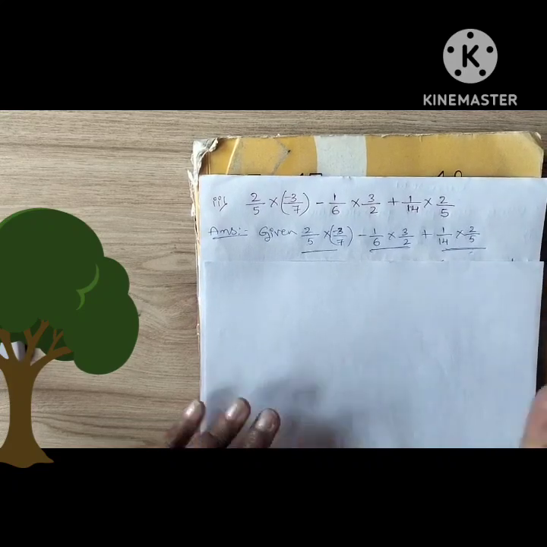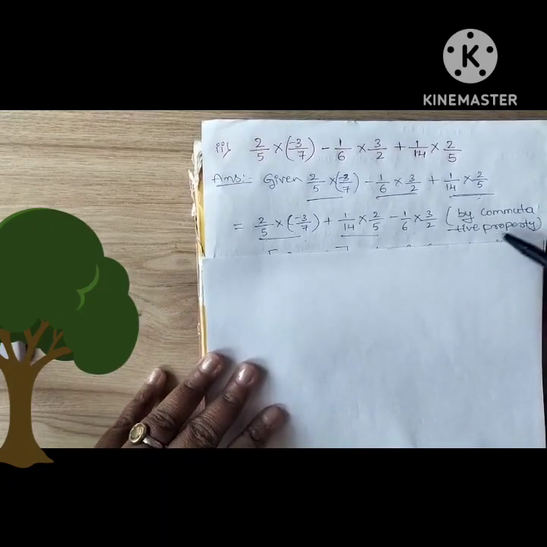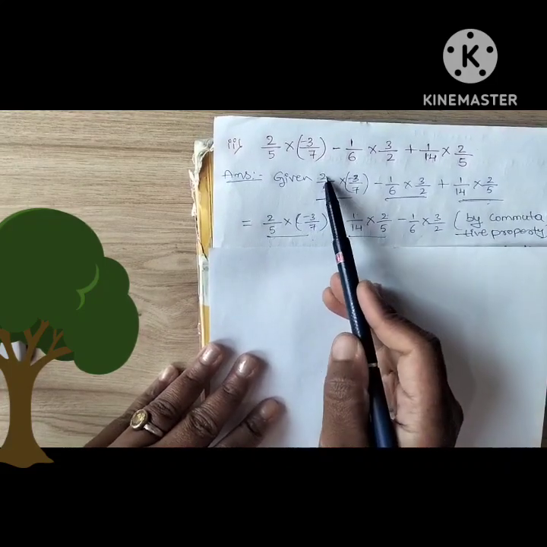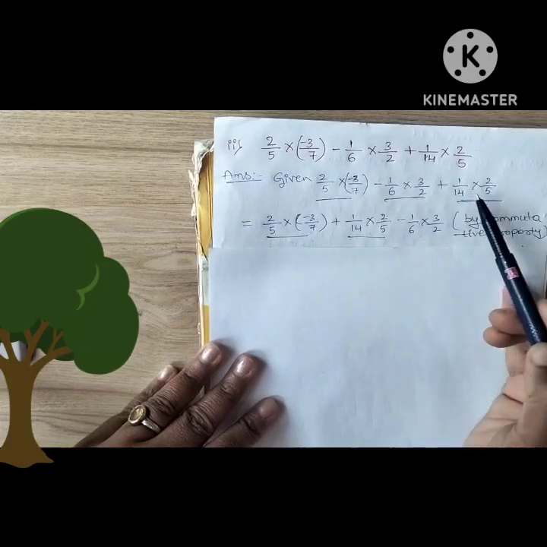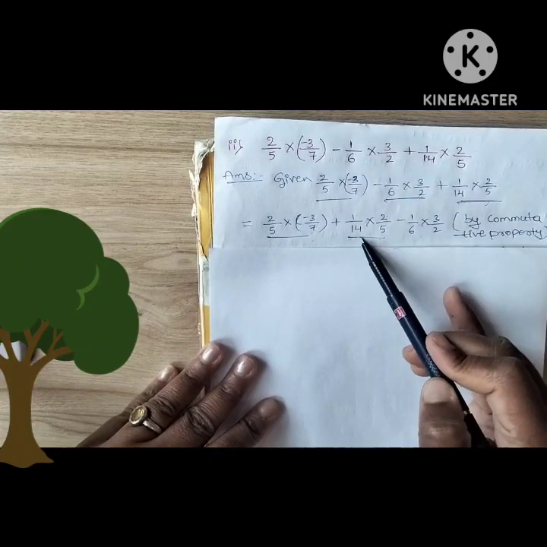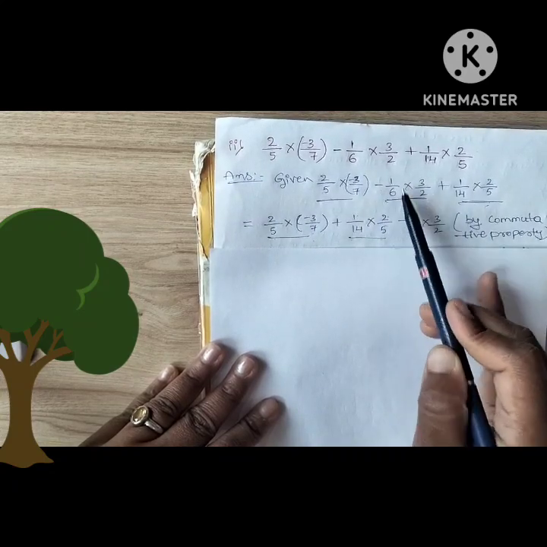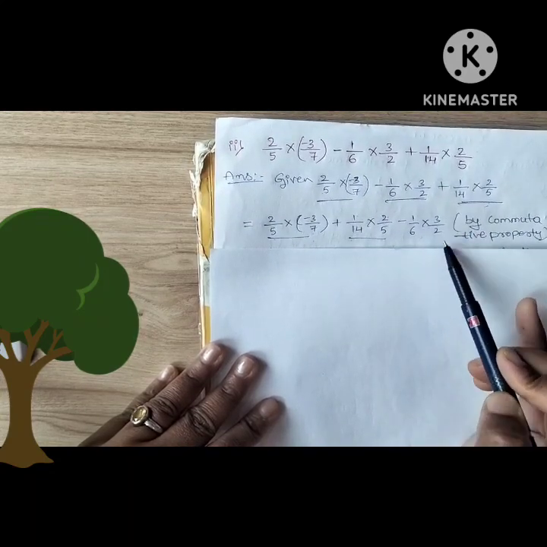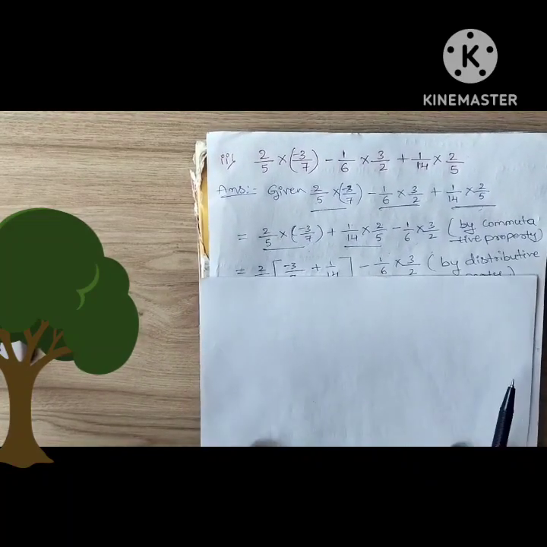I am going to write these two fractions on one side, that is by using the commutative property. I have written on one side 2 by 5 into minus 3 by 7. Okay, next again plus 1 by 14 into 2 by 5. In the middle, minus 1 by 6 into 3 by 2 is written as it is. That is by using the commutative property.